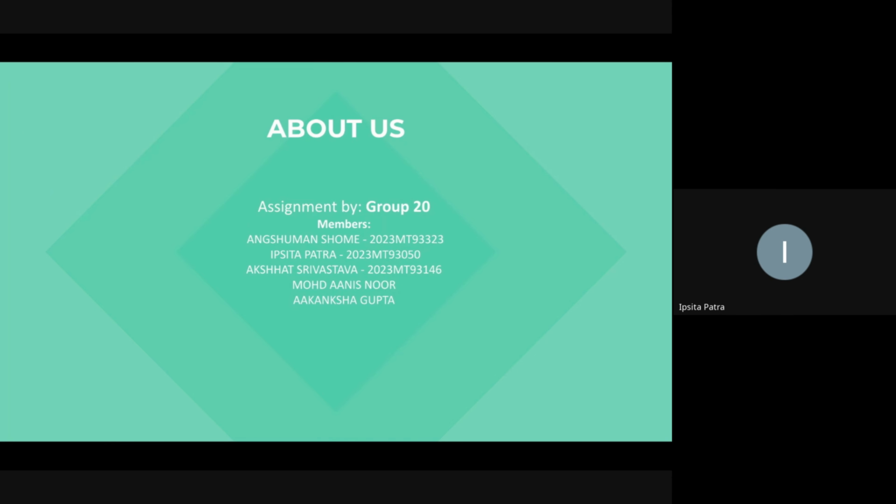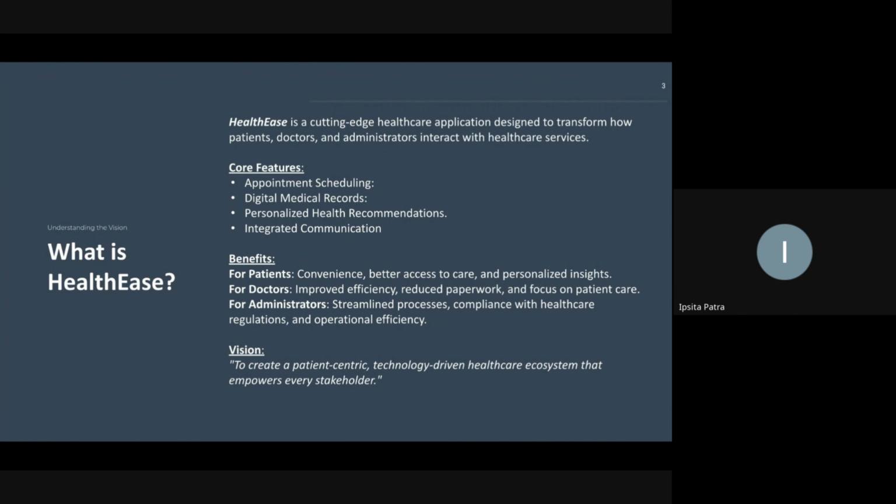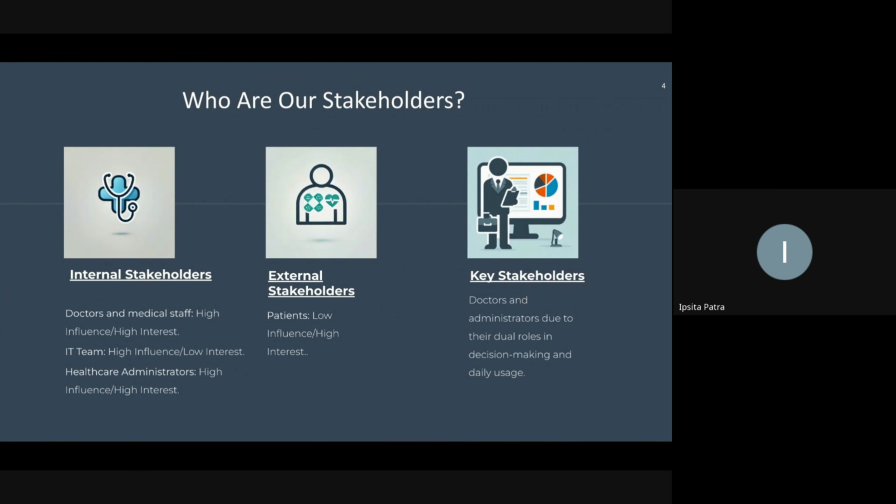Healthies is a healthcare application designed to simplify appointment scheduling, provide easy access to digital medical records, and offer personalized healthcare recommendations to our users. Our vision is to create a patient-centric, technology-driven healthcare ecosystem that empowers every stakeholder. Akshat will be taking over to help us understand this better.